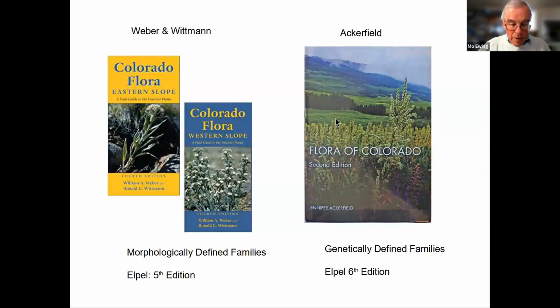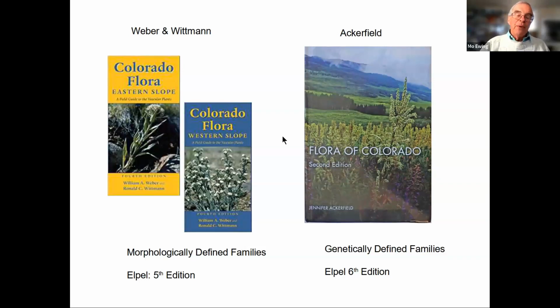One of them is Weber and Whitman, the Flora of Colorado, and that edition was published in 2012, and it's split into two books: a Western Slope, which is on the western side of the Rockies, and the Eastern Slope, which is on the eastern. And then the other major one is called Colorado Flora. And this is done by Jennifer Ackerfield. The first edition was published in 2015, and then she published another edition, which is the one that you see here, that was published in 2022.